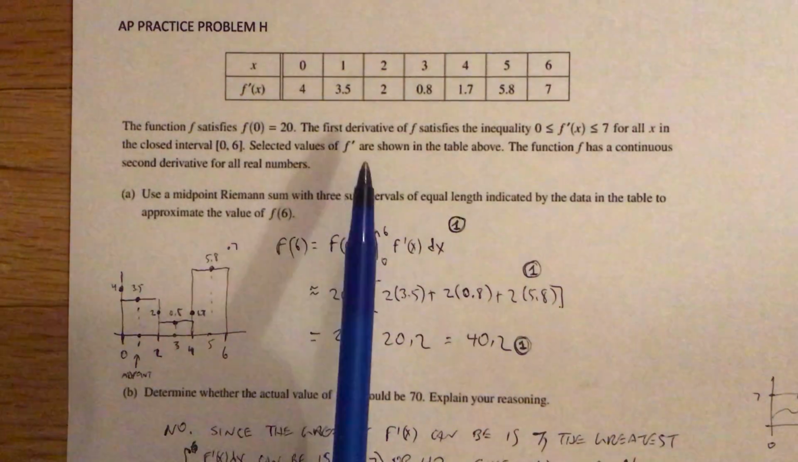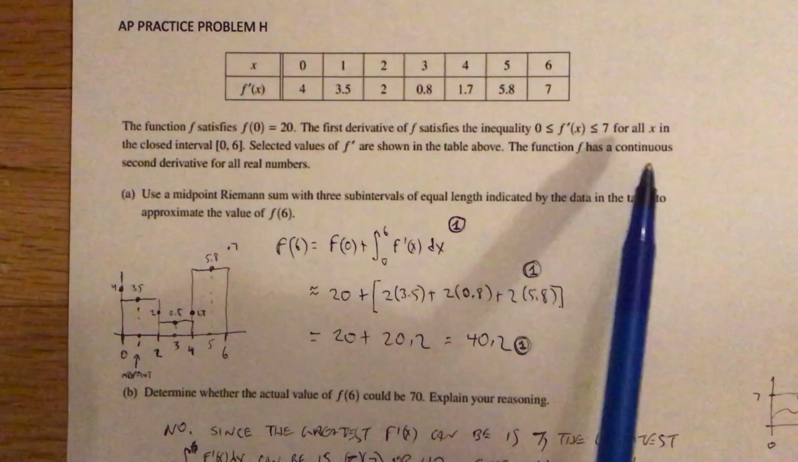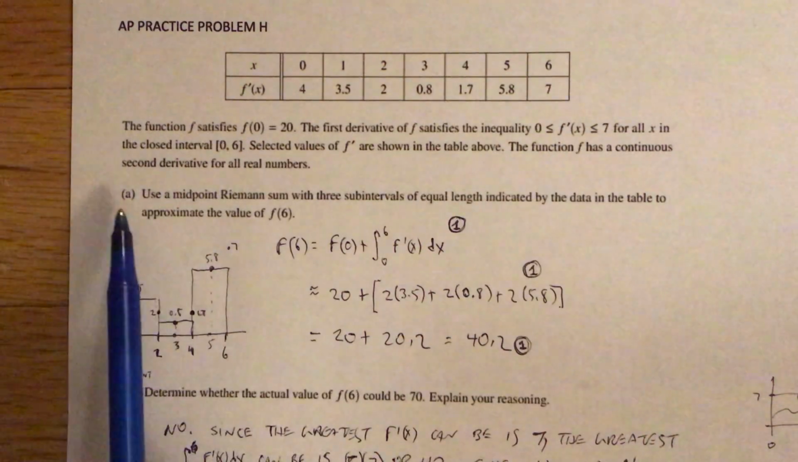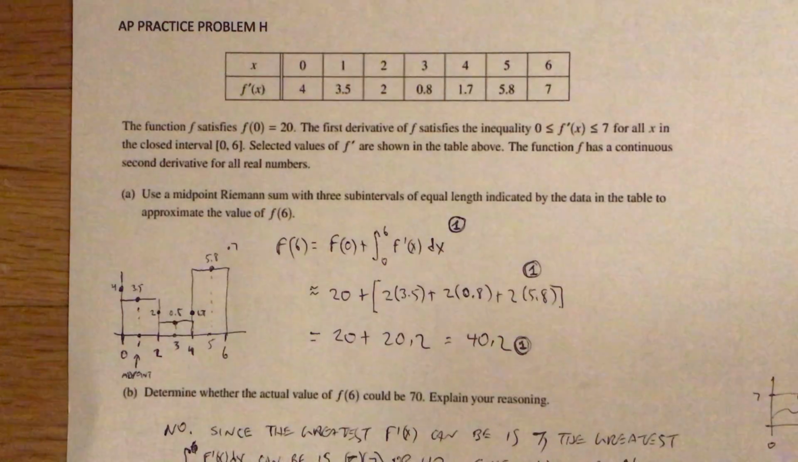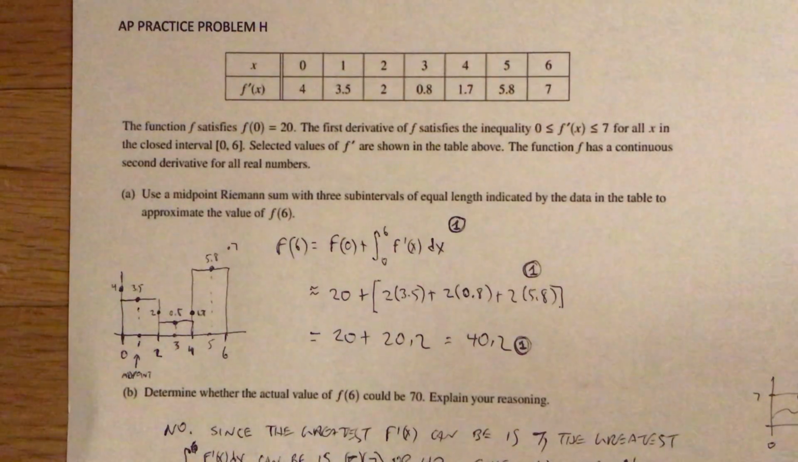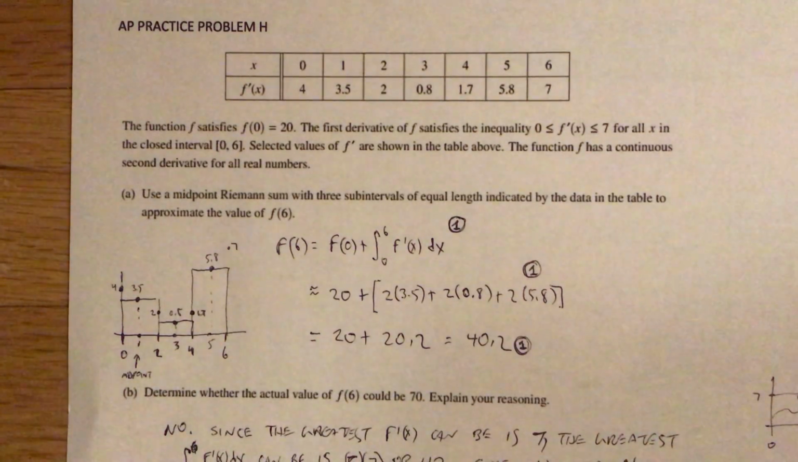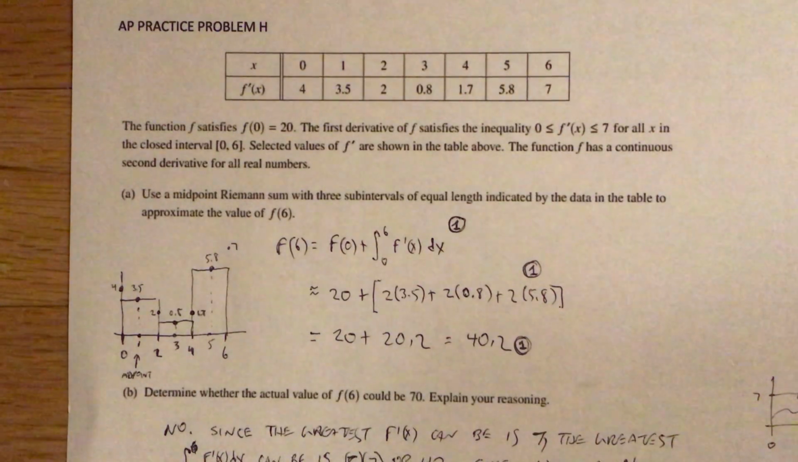And once again, they tell us selected values of f prime are shown, and that f has a continuous second derivative for all real numbers. That's just to guarantee us that the second derivative is at least good to work with from a continuity perspective. All right, so with all that in mind, let's take a look at problem A.